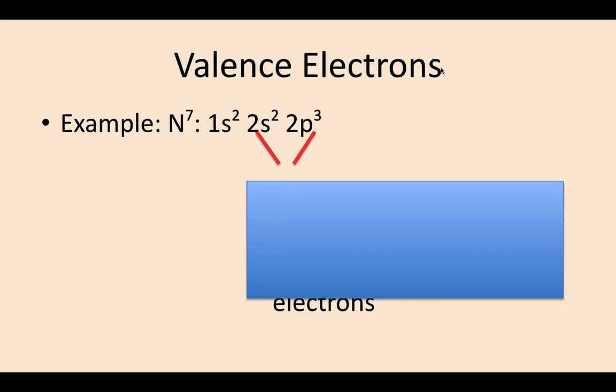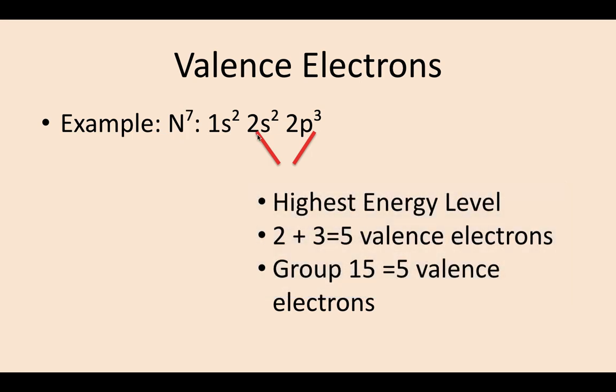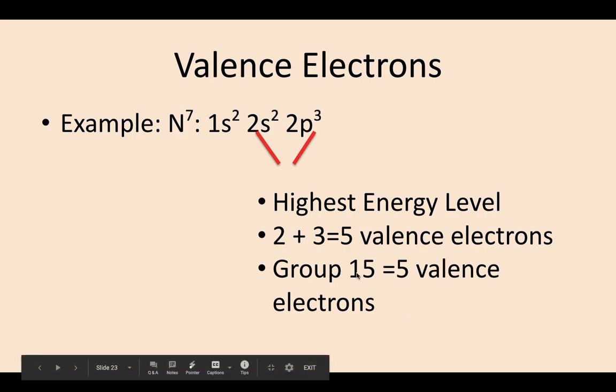So if we take a look at this, our highest energy level here is 2. Remember, the energy level is that big number in the front. So the highest energy level is 2. There is 2s and 2p, so we're going to add the exponents from 2 together. 2 plus 3 is 5. So it has 5 valence electrons, and we know if it has 5 valence electrons, it is in group 15.